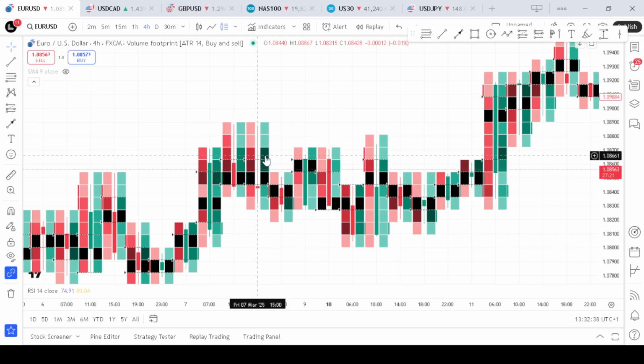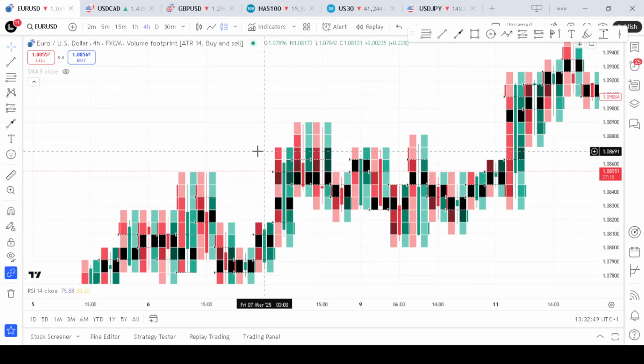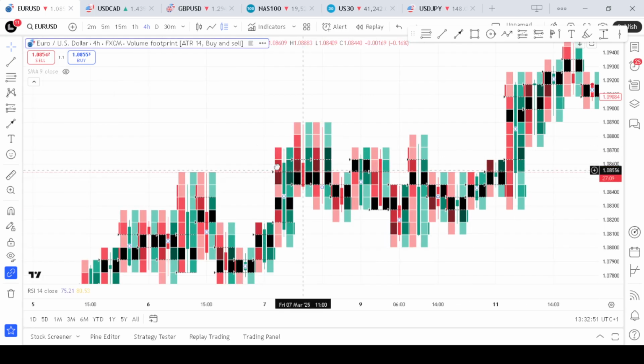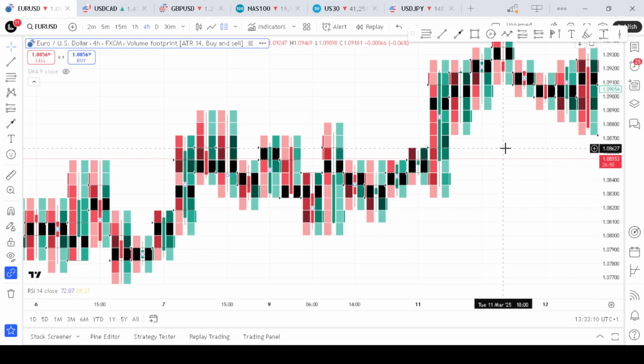The positive delta view appears green while the negative delta view appears red. This view makes it easier to quickly identify which side is controlling the market. The color of the candles indicates which side is controlling the market. The volume footprint chart is particularly effective for validating breakouts and identifying potential reversals before it becomes obvious on a regular chart.